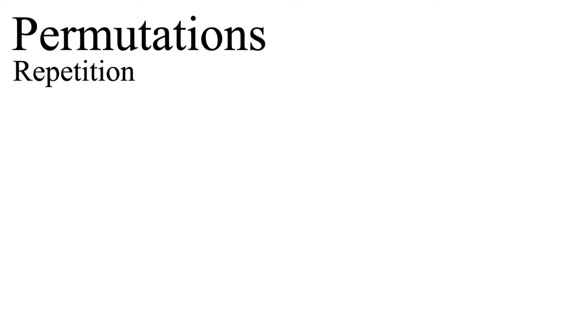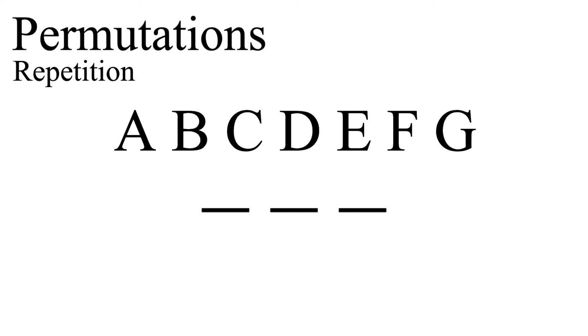Now let's look at an example with repetition first. How many three-letter arrangements can we make from a set of 7 letters A, B, C, D, E, F, and G? There are 7 letters A, B, C, D, E, F, and G, and we need to order them with repetition. There are 3 spaces to fill. The first space can be filled in 7 ways. The second space can be filled in 7 ways as well, because every letter can be used as many times as we want. The third space can also be filled in 7 ways.